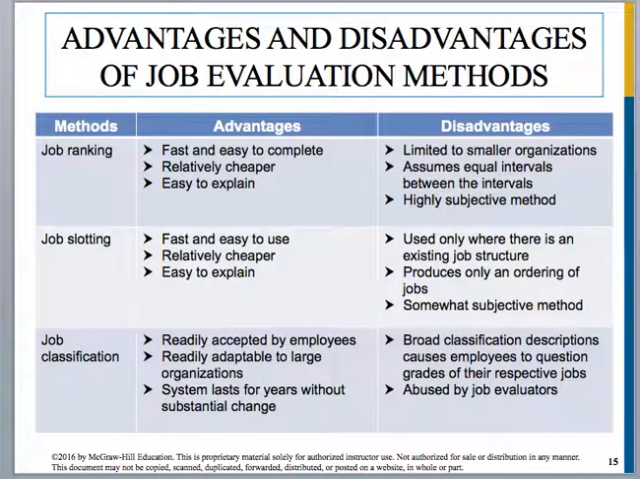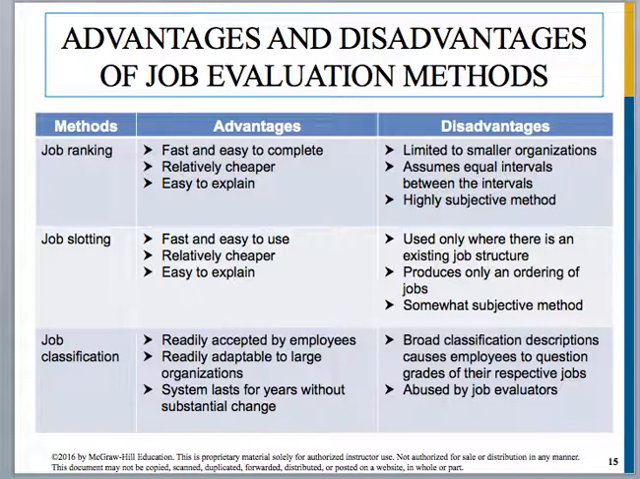There are some advantages and disadvantages of having these various job evaluation methods, so we're going to look at these methods and then look at the advantages and disadvantages. So under job ranking, it's very fast and easy to complete. However, it's limited to smaller organizations. You cannot do this in a huge organization with thousands and thousands of employees. Under job slotting, it's relatively cheaper, right? However, it produces only an ordering of jobs. It can be somewhat subjective. It's used only where there's an existing job structure. So that means it can't be used when you're doing a startup.